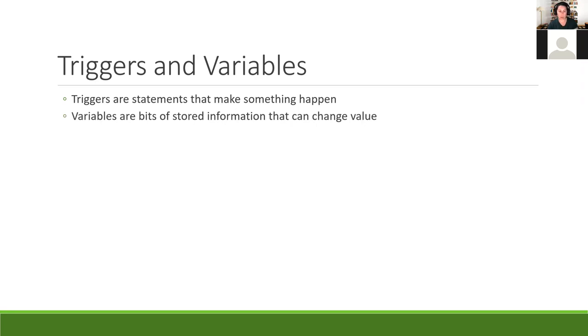Now, triggers are statements. Variables are just little bits of stored information that can change value. We'll talk more about that in just a moment. So use variables in conjunction with triggers. Triggers don't need variables, but triggers can use variables. So variables are just something that could be used in a trigger to make something happen depending on the value of the variable.